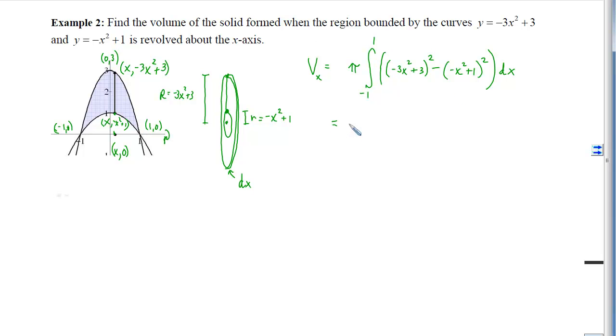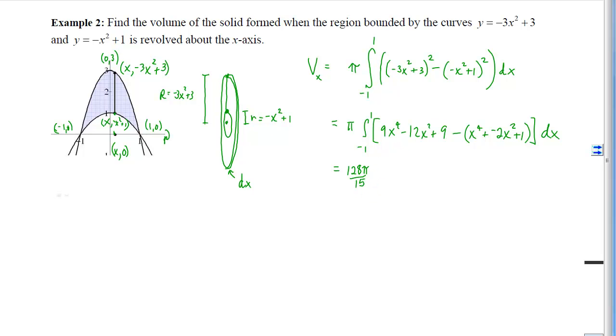Now this particular problem you could use the fundamental theorem of calculus because you should be able to get the antiderivative of this. However, we will not take time right now to do the antiderivatives. I'll just let you put it into your calculator to get 128 pi over 15.